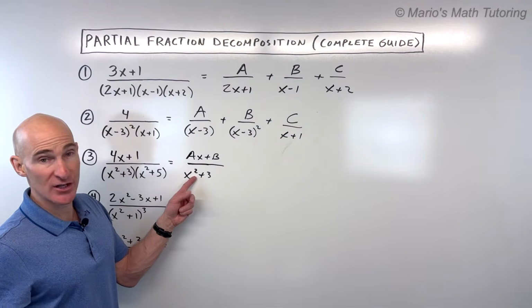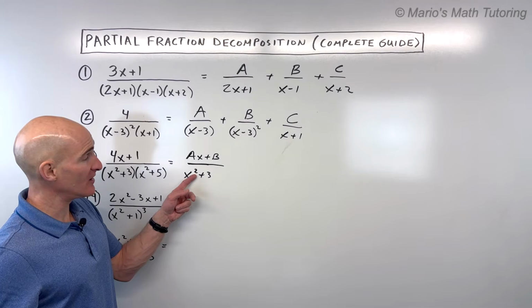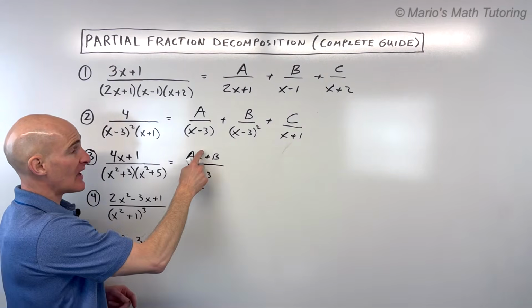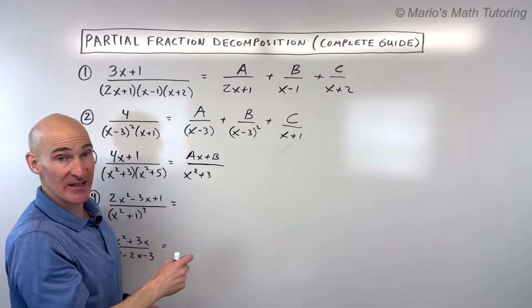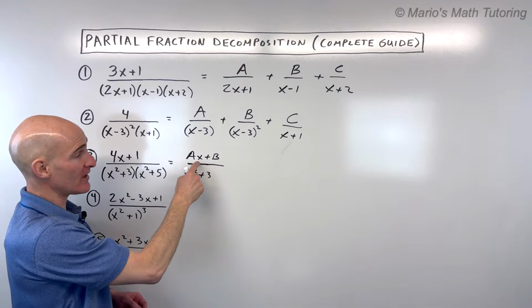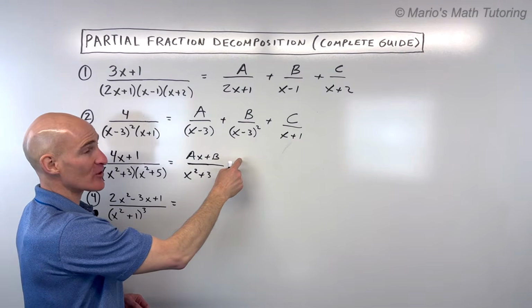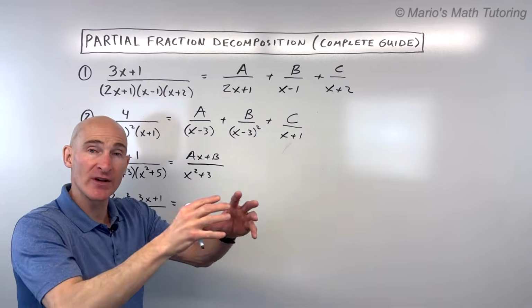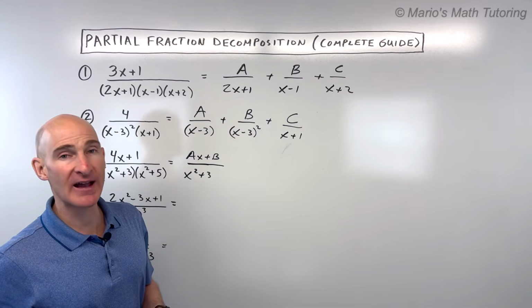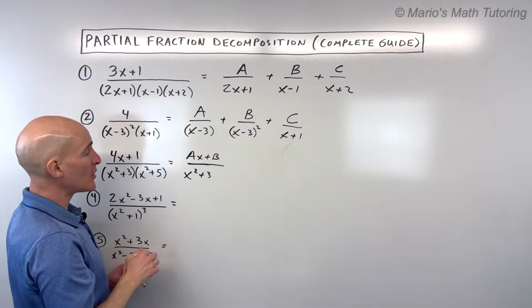Now what happens if this was a cubic factor, like x cubed? Then I would make this ax squared plus bx plus c. What would happen if this was x to the 4th? Ax cubed plus bx squared plus cx plus d. So you want to go in descending order until you get down to that constant, but again, making sure that it's 1 degree lower.